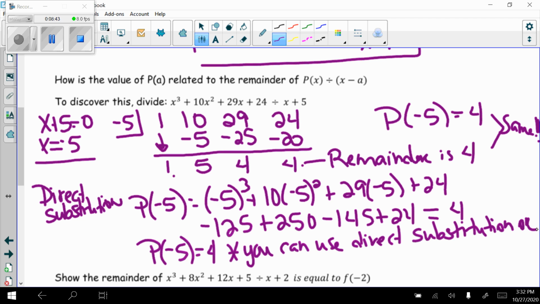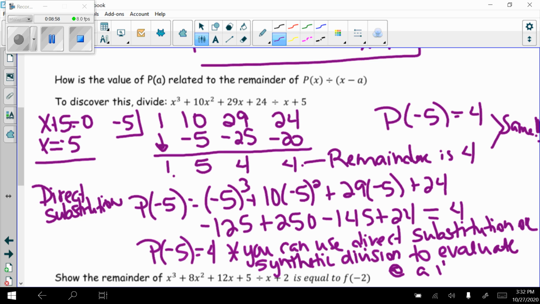You can use synthetic division to evaluate at a number. You will get the exact same answer. So direct substitution, you just plug the number in. Synthetic division, the remainder, right, is your answer, what you would get if you did direct substitution. Again, it's just a preference. Which one do you prefer? I think synthetic division is much faster.